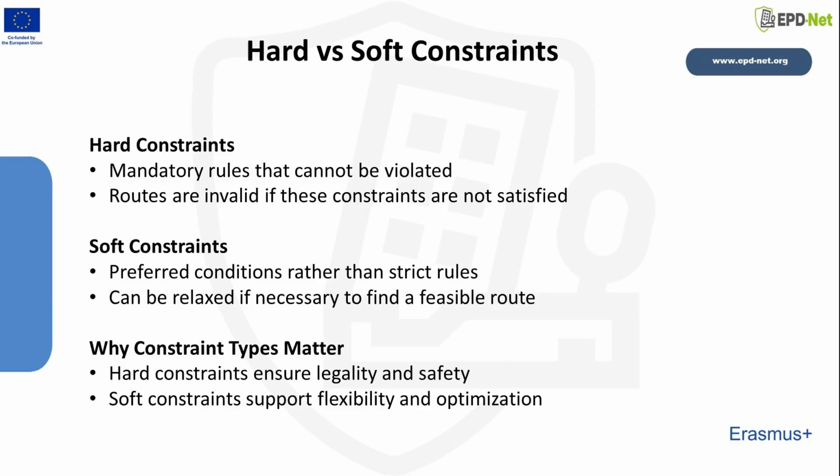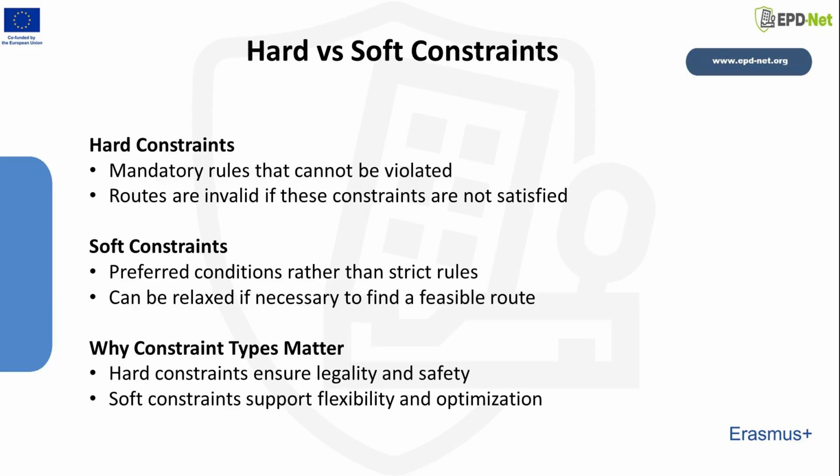In advanced routing, constraints can be classified as hard constraints and soft constraints. Hard constraints are mandatory rules that must always be respected during routing calculations. If a route violates a hard constraint, it is considered invalid and cannot be selected. Examples include prohibited roads, legal vehicle restrictions, or mandatory time windows.